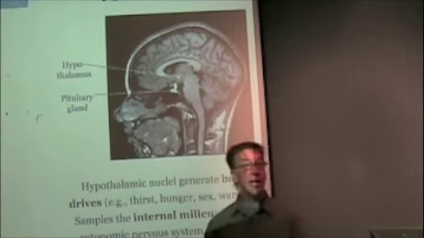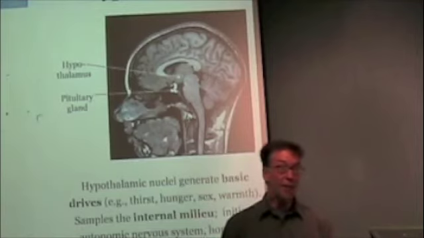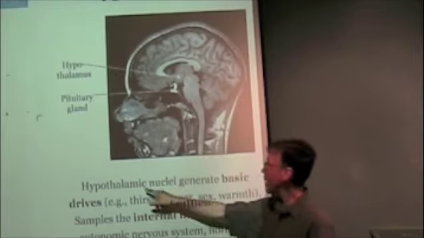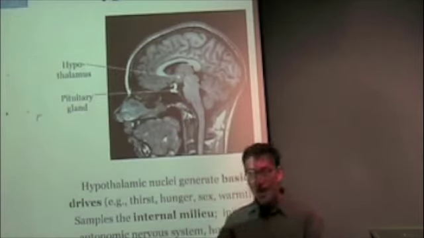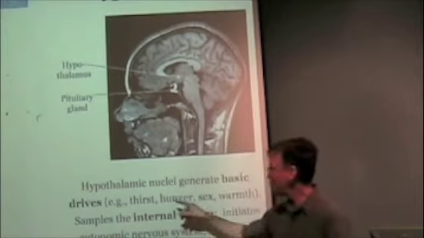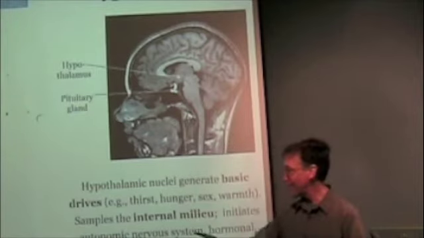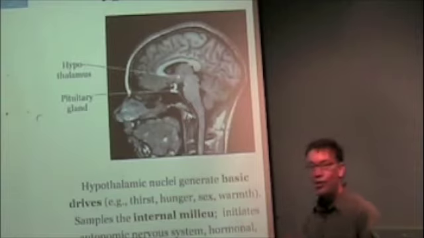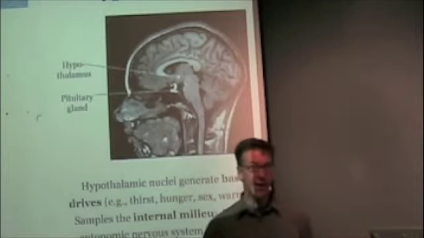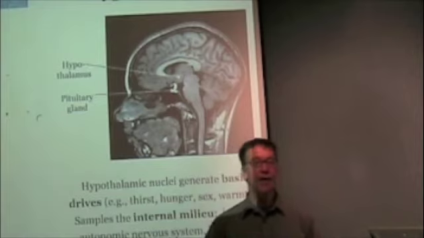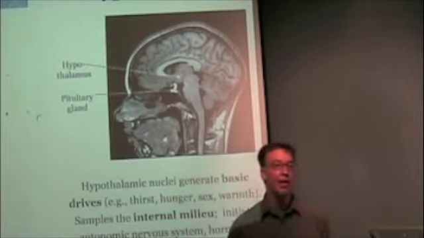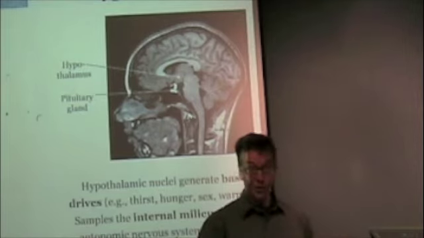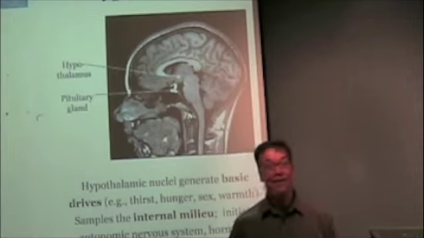There are neurons that detect the presence or absence of different levels of temperature in your body as well. So these neurons, these hypothalamic nuclei, by sampling the internal environment, generate some pretty basic drives. We're talking about thirst, hunger, sex, warmth, and they can initiate changes in the body. They are then linked up to various systems that can alter the functioning of the body to allow you to address the change, to actually do something to get the body back into balance.